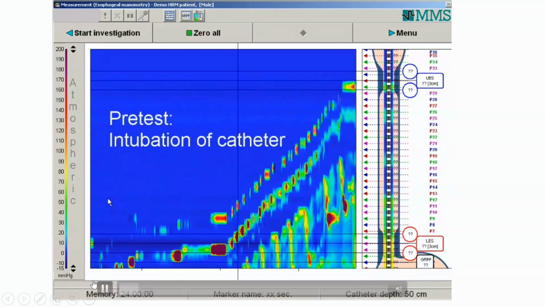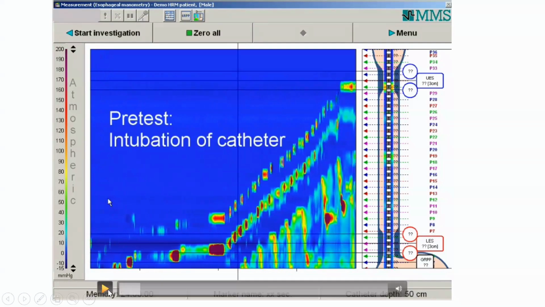Now let's say the nurse starts inserting the catheters. I am watching this area. This is the UES. I want to see this high pressure zone, and it should be within these two lines. So I ask the patient to go more and more inside.